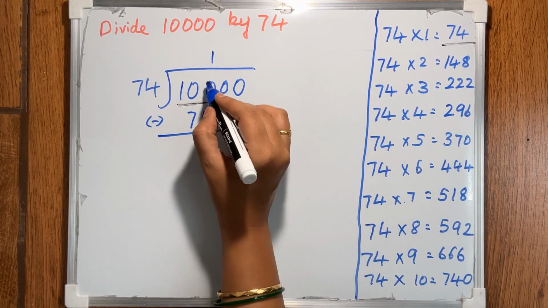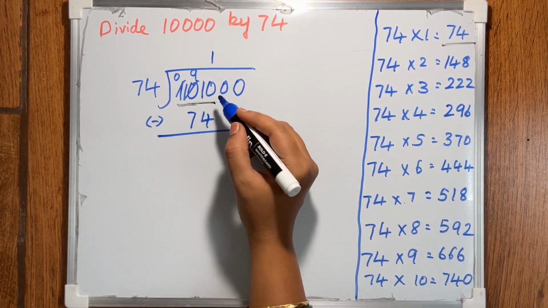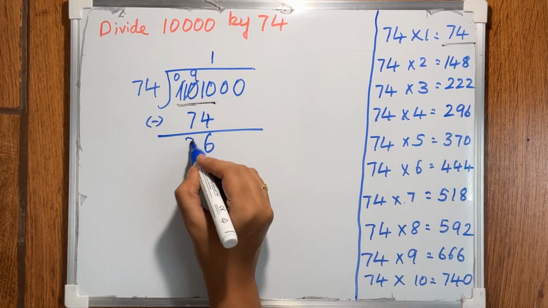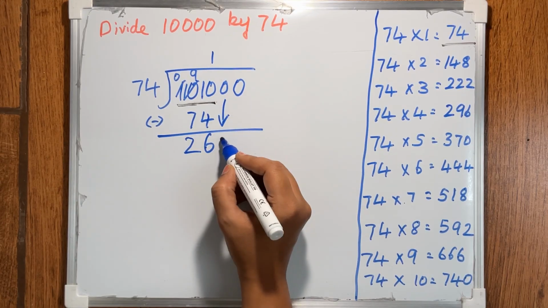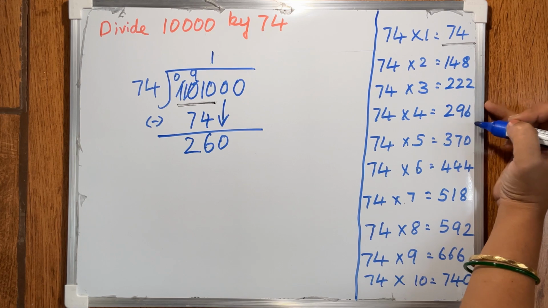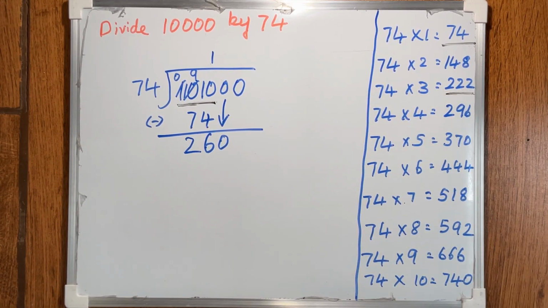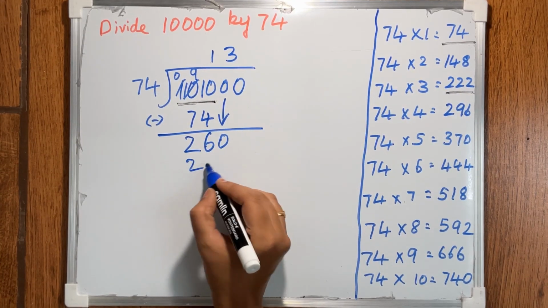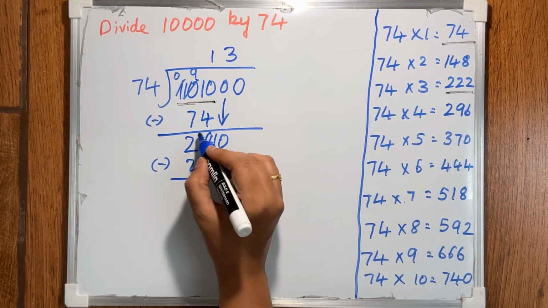So we will minus. This becomes 10, this becomes 0 and this becomes 9. 10 minus 4 is 6, 9 minus 7 is 2. Can we divide 26 by 74? No. So we will bring down the next digit, 0. So 260, where does it come in the table? Let's check 260. So let's opt for 222. How much is 222? 74 threes are 222. So let's minus. This becomes 10. This becomes 5.